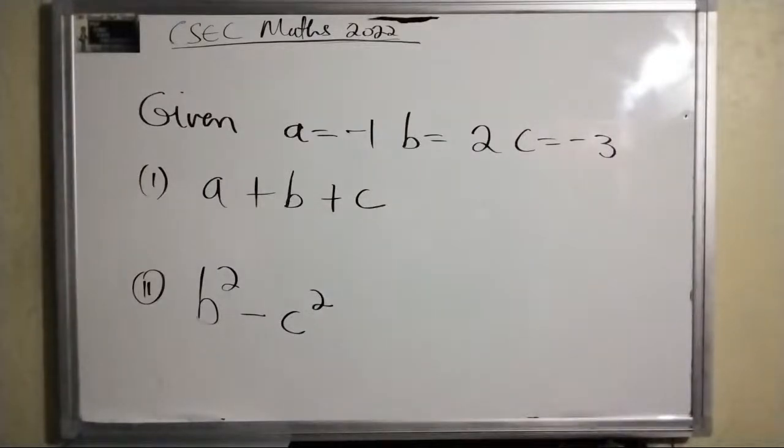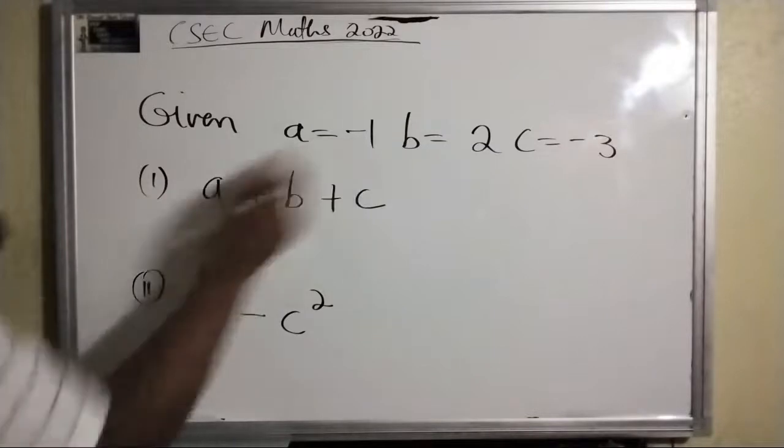Alright, so let's go ahead. What this means, we are supposed to substitute the value. So a is equal to negative 1. So where we say a, we put negative 1. Where we say b, we put positive 2. And where we say c, we put negative 3. So let us do that and then we compute.